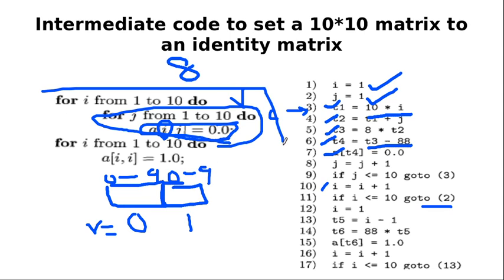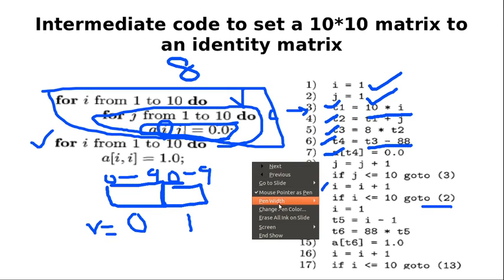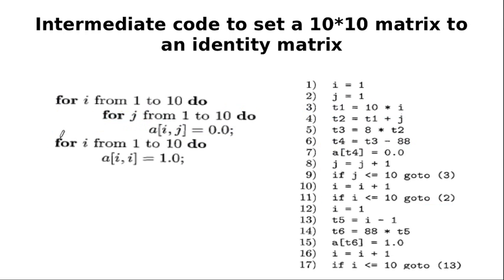Okay, so this part is over. Now we are going to write the 3 address code for this part. Nothing but now we set the diagonals with a 1. So for I equal to 1 to 10, the initialized I value is 1. This is the user's point of view, but from the system's point of view its index must be 0. That's why I am subtracting 1. I minus 1, nothing but 0.